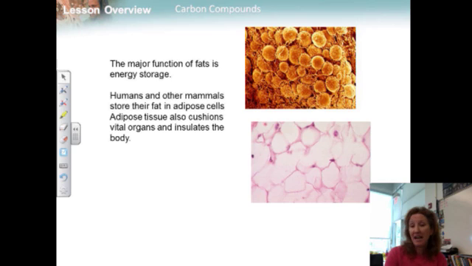The major function of fats, of course, is to store energy. Humans and other mammals store their fat in adipose cells. Here's a picture of a couple of fat cells, by the way. Adipose tissue also cushions the vital organs and insulates the body. So there's a purpose to fat.